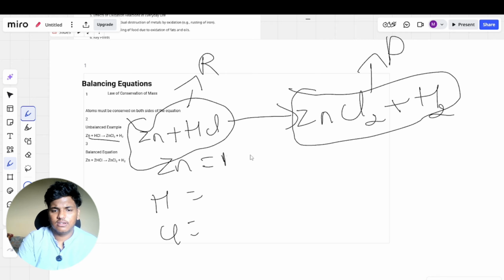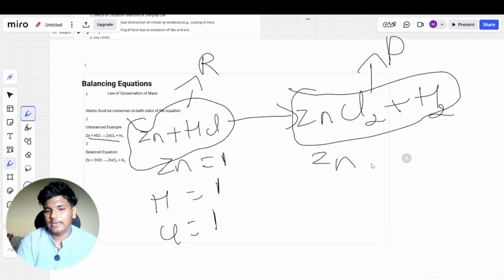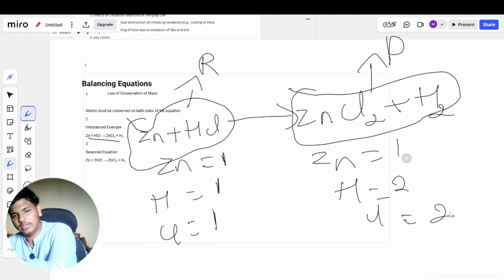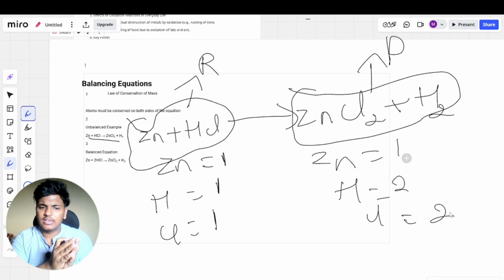Zn, we can see on the reactant side it is only one, H on the reactant side it is only one, Cl on the reactant side it is only one. But if you see on the product side, Zn is 1 but H is 2, whereas Cl is also 2. You might wonder how it is possible. On the reactant side, whatever we have added, that only should come on the product side. But as you can see here, you get Cl as 2, H as 2 over here. That doesn't make any sense. On the reactant side it is only 1, 1. How come on the product side it will become 2?